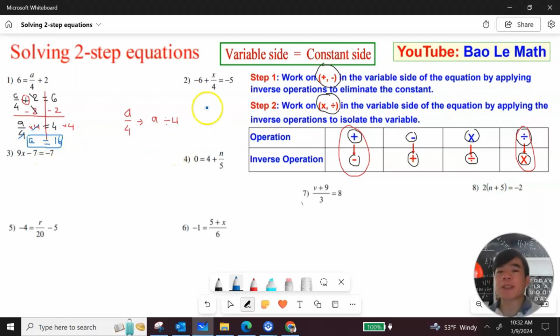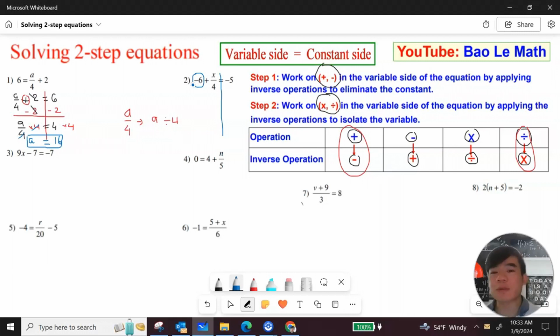Now the second one. I see the variable is on the left-hand side, which is pretty good, so I don't need to change it like the first one. I just draw a line. Now I look at the number right here. You need to eliminate this number first. I see that this is the subtraction side. You always deal with the constant first, and then you deal with the variable last.